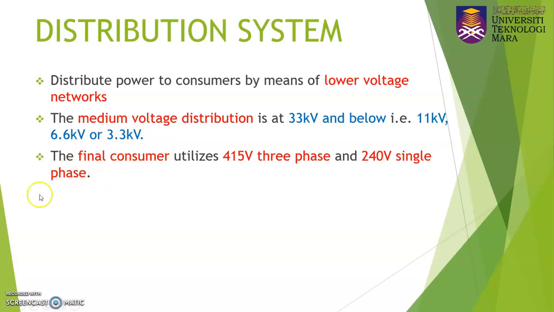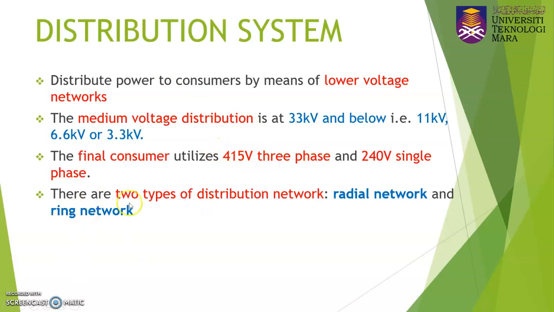The final consumer, which is usually a residential area, utilizes 415 volt three phase and also 240 volt single phase. Normally, for a normal single story house, we can use 240 volt single phase. For a larger house such as a bungalow, it can utilize 415 volt three phase. There are two types of distribution network that are available.